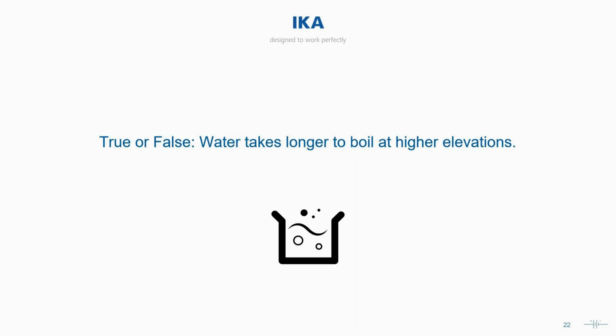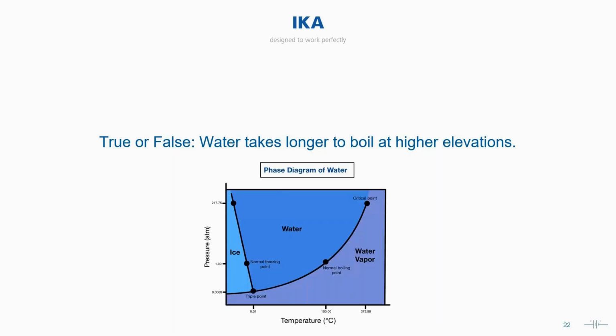Okay, great. So we have 39% of the audience selected true. This is a bit of a tricky question, and 61% of the audience selected false. So if we take a look at our phase diagram, when we are at a higher elevation, we take this normal boiling point and we decrease our pressure. So if we follow along this liquid vapor equilibrium line, we see as our pressure decreases, our boiling temperature will also decrease. So water will take less time to boil off at higher elevations.